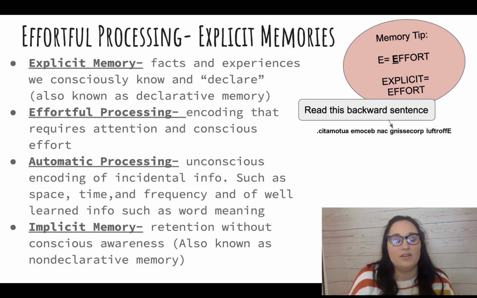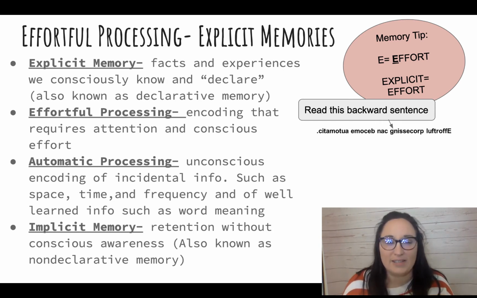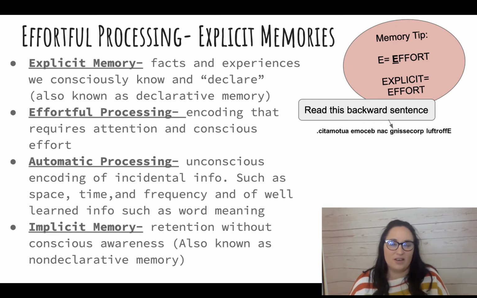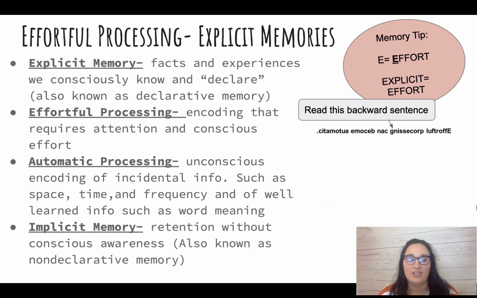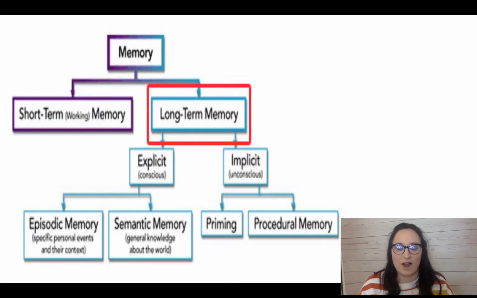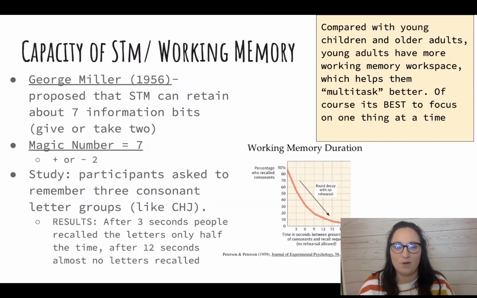So along with this are two types of memory: explicit, which are facts and experiences we consciously know and declare, also known as declarative memory. Implicit memory is retention without our conscious awareness. So for example, like riding a bike or driving a car could be implicit memory. We derive how to do those things unconsciously. We don't need a conscious awareness of how to pedal. Whereas in explicit memory, you do need that conscious thought process to retrieve. I'll graph to explain these more.